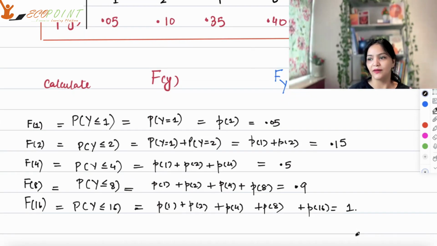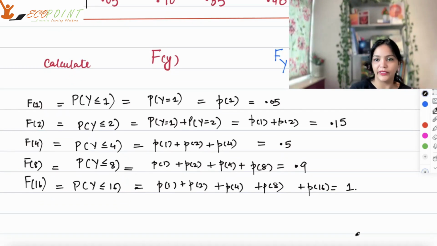What is interesting to figure out is the following. Suppose I ask you, what is the cumulative distribution function for the value 2.7? That is, what is F of 2.7? That means I'm talking about y less than or equal to 2.7, the probability associated to that.